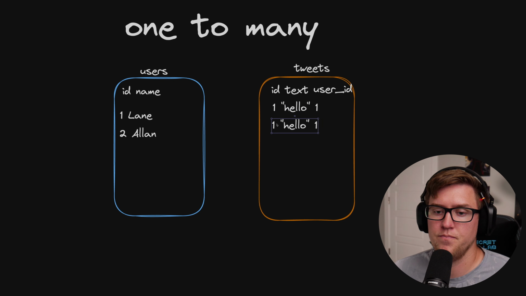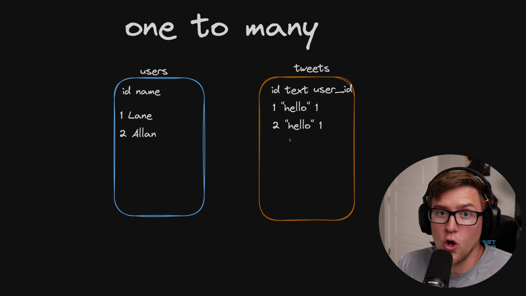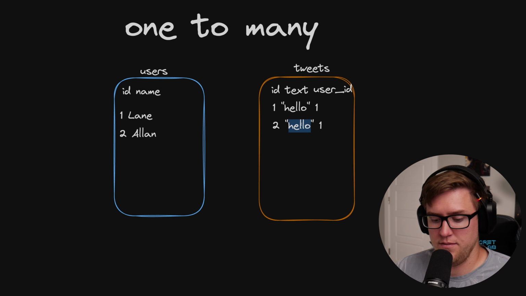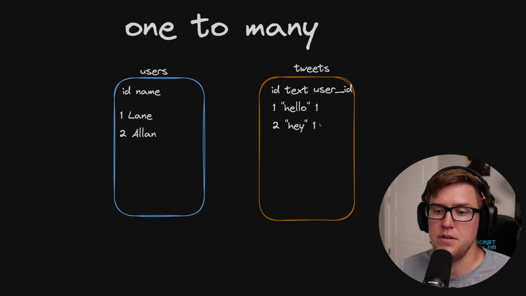The next tweet will, of course, be ID 2, because we need all of the IDs in the tweets table to be unique, right? They're the primary key. But the user ID on this one, say it's hey, might be user ID 2, right? So Alan tweeted this tweet. Now, when we add a third tweet, let's say Lane tweeted this one again. We could just reference Lane again, right?